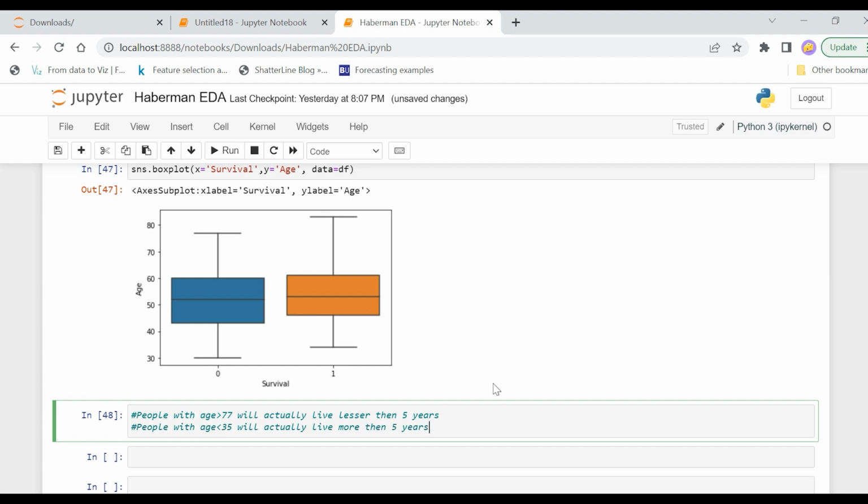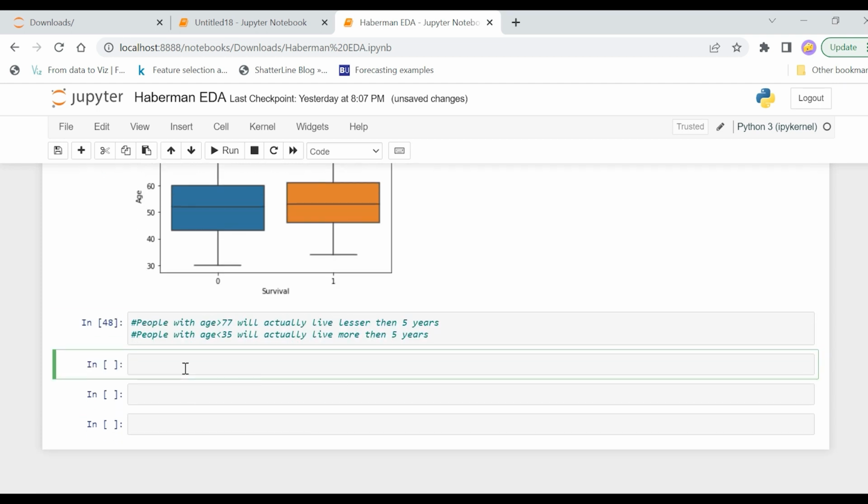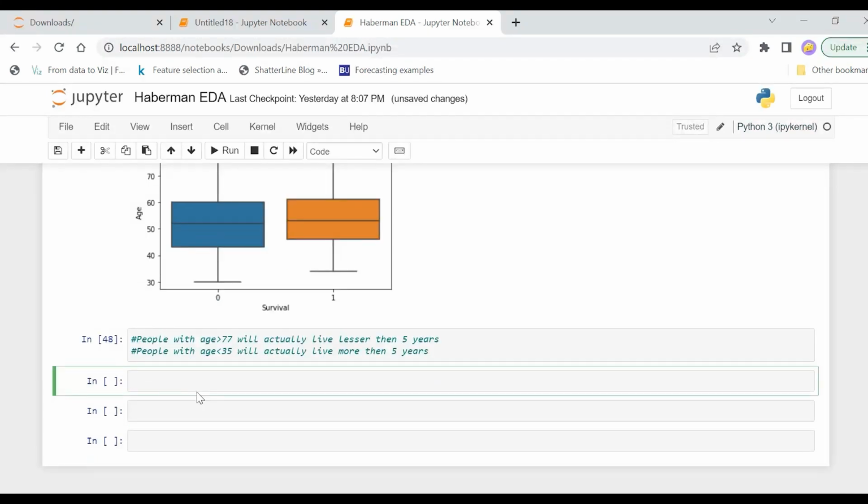Now, I also want to reconfirm this thing in this case. So let me use a plot which is called a facet grid. Let me tell you what it will do. It will help me identify the proportion or the percentages of survival as per age. So here I can write survival.